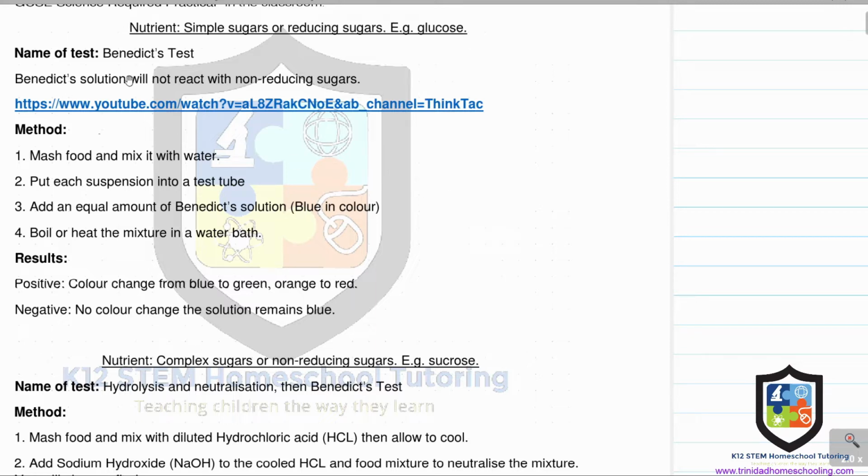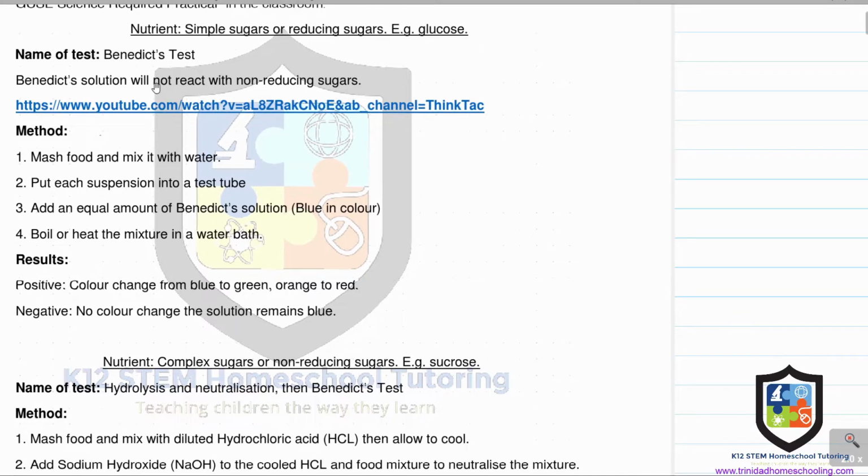The first test for the nutrients, simple sugars, for example glucose, we would use the Benedict's test. The method is to mash the food first and mix it with water. Now mashing the food increases surface area.